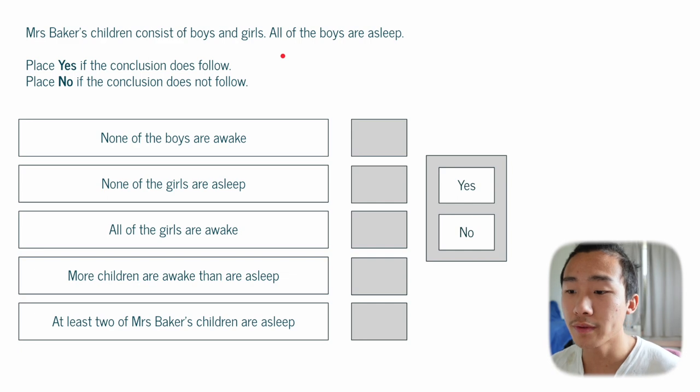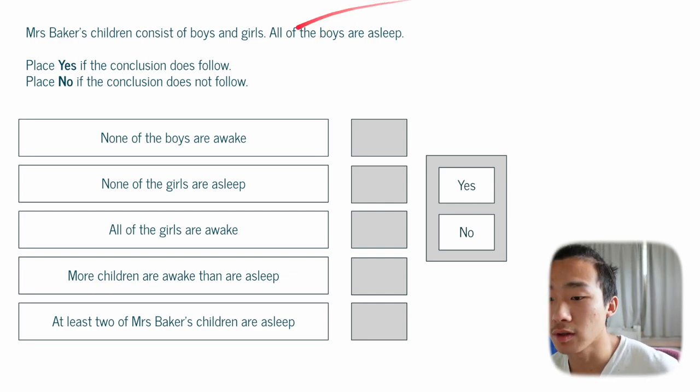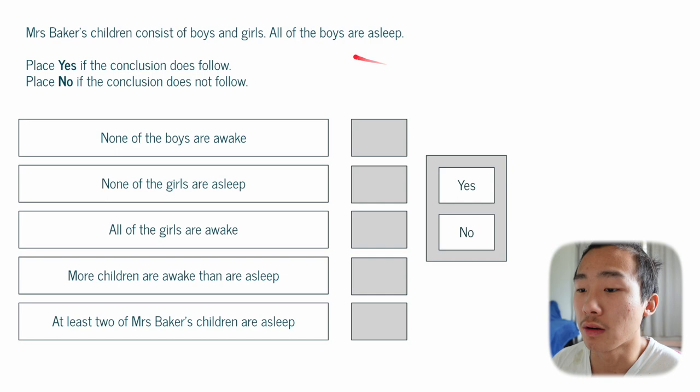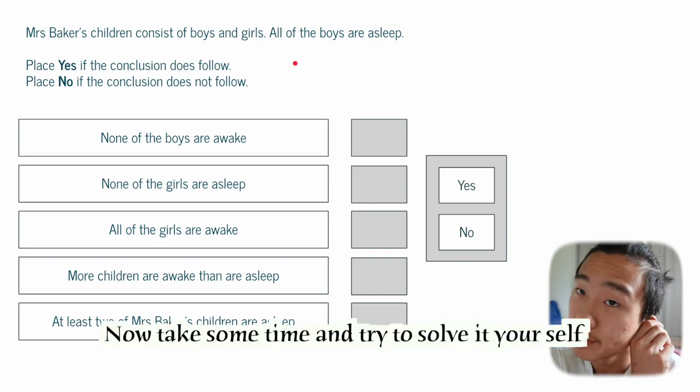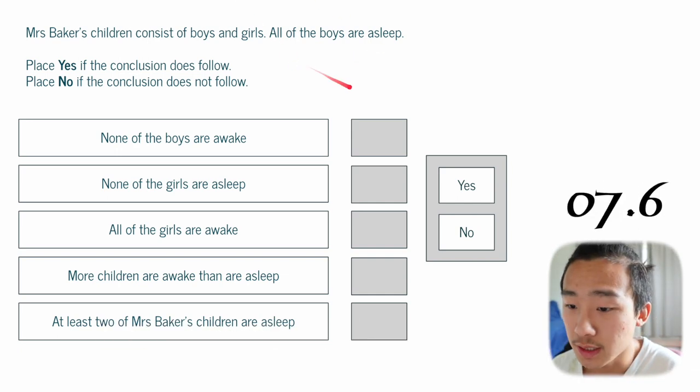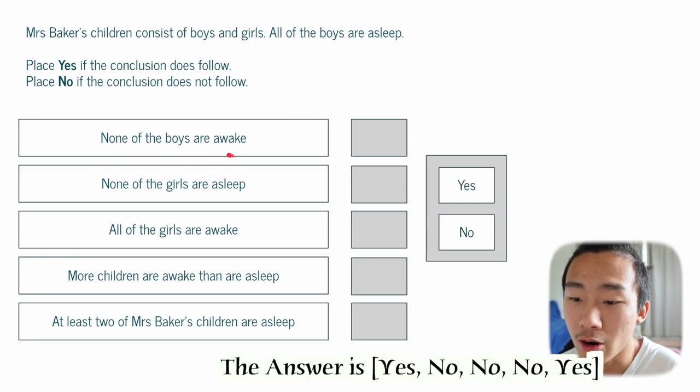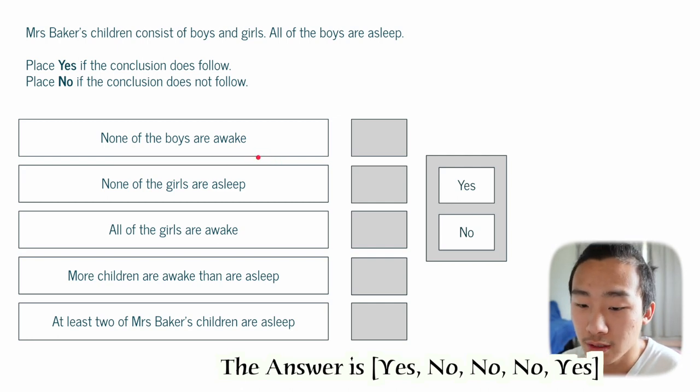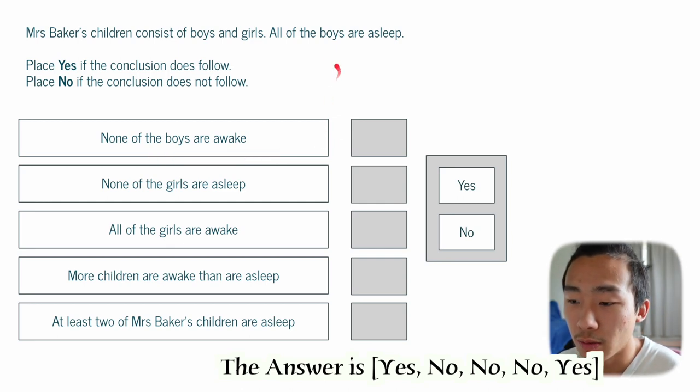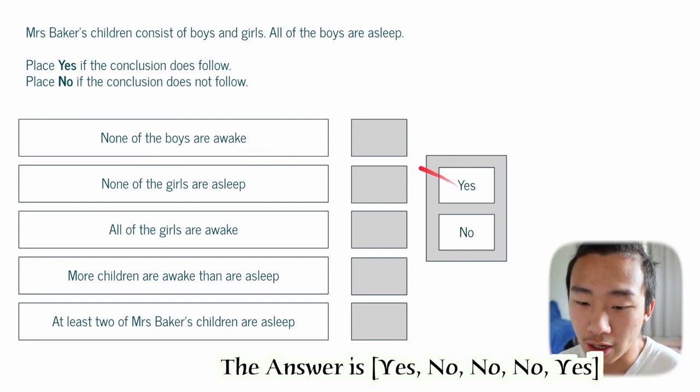So for this one, one of the strategies you can use is to convert some of these words into percentages, which is so much more straightforward. For example, if all the boys are asleep, you can write down 100% boys are asleep. So over here, none of the boys are awake. Essentially what that's saying is 0% of boys are awake, which corresponds with the 100% boys are asleep. So that will be a yes.